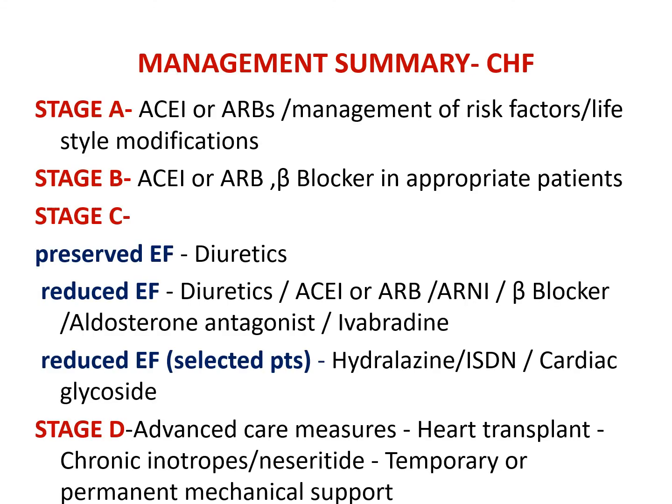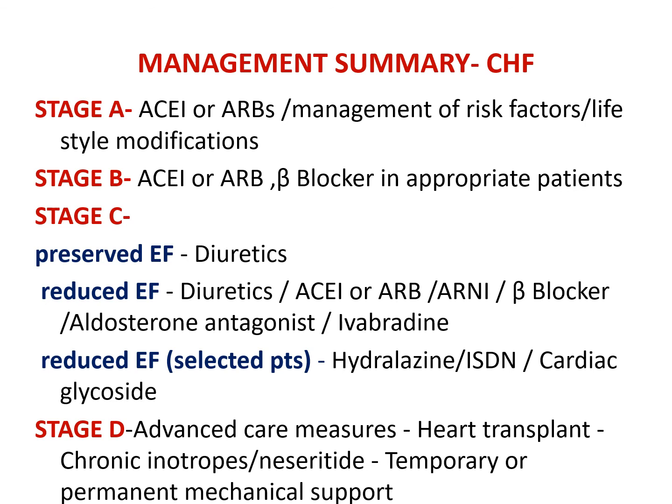So that's all about the principles in the management of heart failure and the various drugs which we use for the purpose. To summarize the management of chronic heart failure according to the stages: in stage A, we use ACE inhibitors or ARBs, management of risk factors, and lifestyle modifications. Stage B, again ACE inhibitors or ARBs, and you can give beta blockers in appropriate patients. Stage C, when the ejection fraction is preserved, more than 45, you can give diuretics.